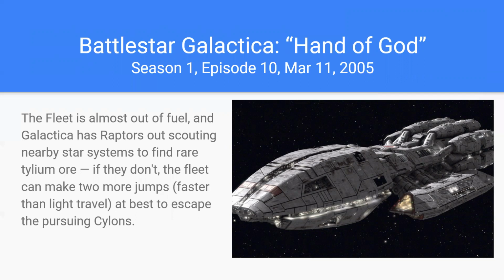And the fleet is almost out of fuel. It's been pursued for 10 episodes around the galaxy by the Cylons, and it's almost out of fuel. Galactica has Raptors. These are like scout ships or fighter bombers. They're out on scouting missions looking at nearby star systems to find this rare Tilium ore. This rare Tilium ore is required to jump into hyperspace and make faster than light travel possible. If they don't find this Tilium ore, the fleet has enough fuel left to make 2 more jumps to escape the pursuing Cylons, who apparently have a lot more Tilium and can jump faster and farther than the Battlestar Galactica can.